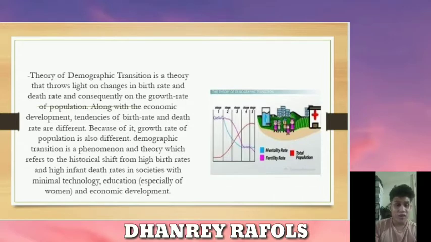So in this picture, mortality rate means a measure of the frequency of occurrence of a death in a defined population during a specified interval. Fertility rate is the ratio between the number of live births in a year in the whole female population of childbearing age. And lastly is the total population, which is the overall population in that area.